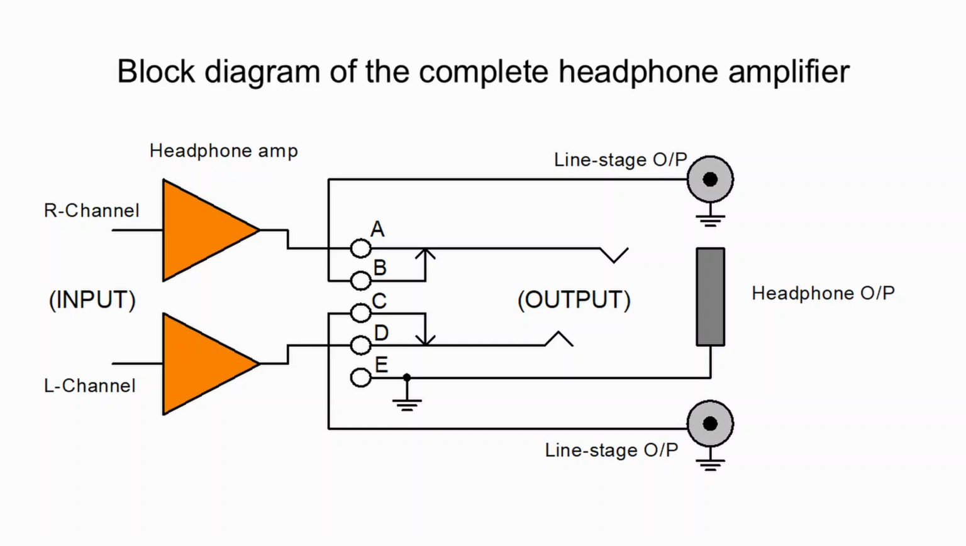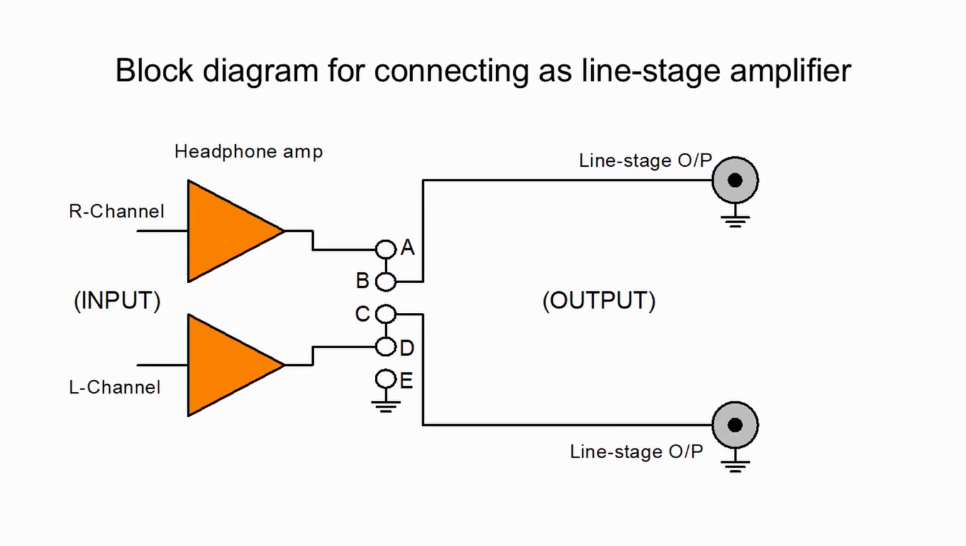This is a block diagram showing how the headphone socket is connected to the headphone amplifier, without a headphone jack inserted to the socket. Just like what this diagram shows, this amplifier becomes a line stage amplifier. The right channel's output goes out to contact A, then to contact B, through the switch. Similarly for the left channel.